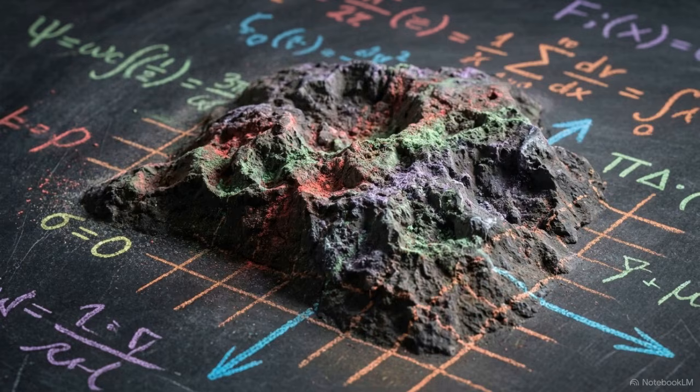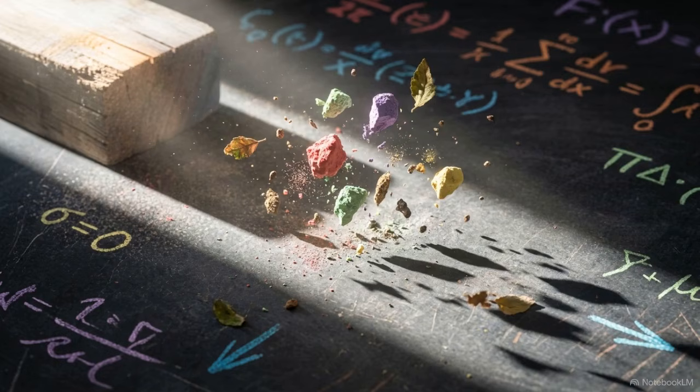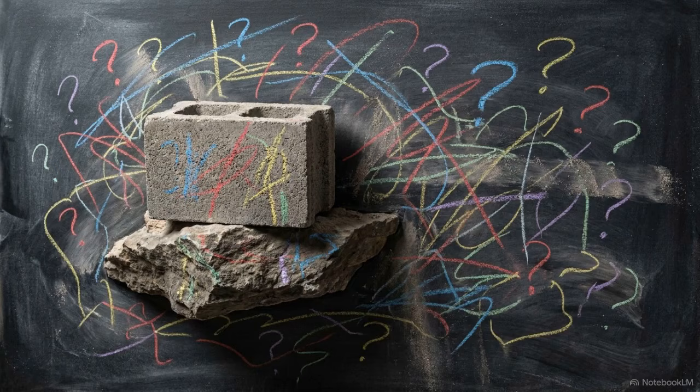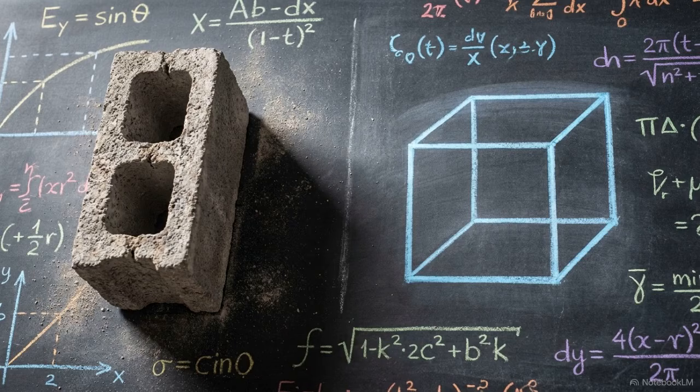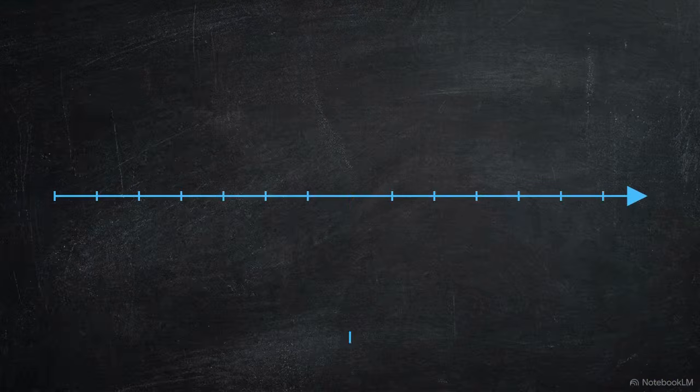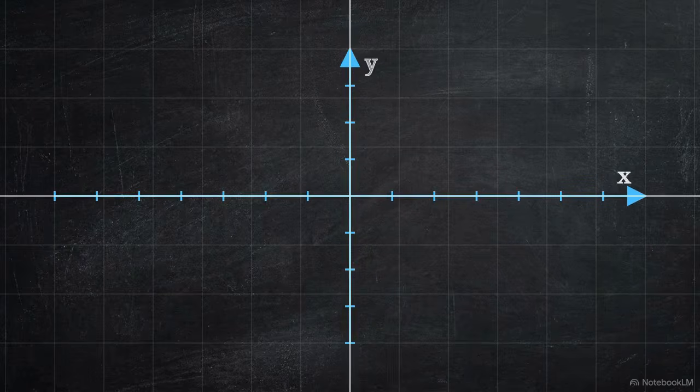A rough surface, a heavy block, the air around it, these raw, real-world variables cannot be calculated directly. They must be translated into an abstract, strictly ordered mathematical framework. This framework is the Cartesian coordinate system, giving us a rigid grid of x and y axes.